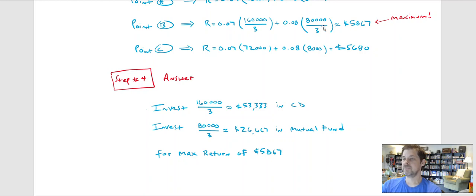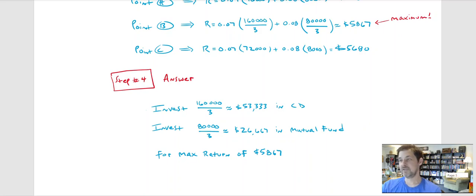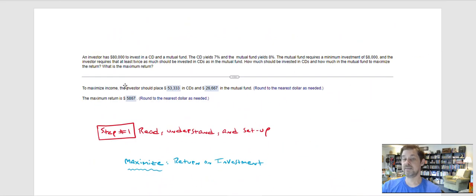The y coordinate was how much we're going to invest in the mutual fund. If you take 80,000 over 3, you'll get 26,667 rounded to the nearest dollar. That's how much we invest in mutual fund. And that will give you your maximum possible return of all possibilities in this question of $5,867. So that's how we do it, and that's this answer up here.